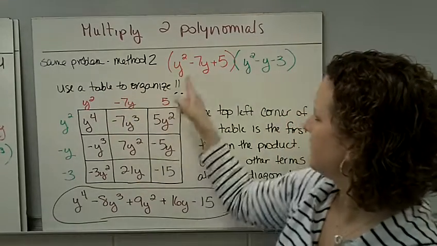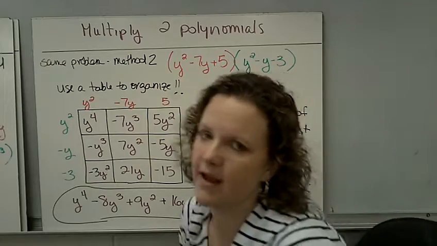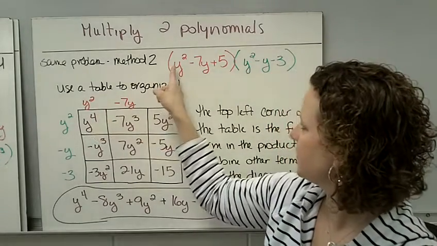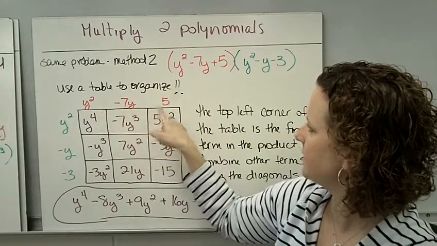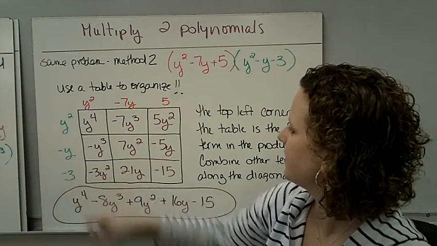Same problem, method 2. I've got the exact same problem, red and green. We're going to use a table to organize. I think the table is really great. If you see, I wrote the red one, y squared negative 7y and 5. The green one, y squared negative y negative 3.